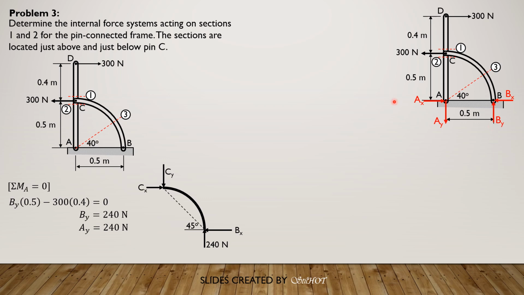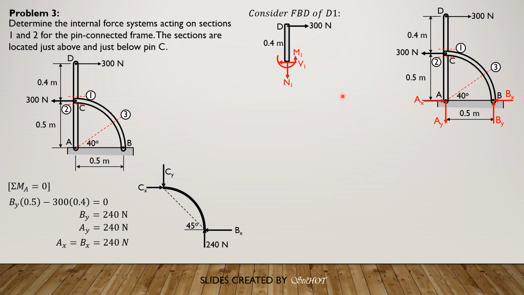Considering the entire system, we conclude that Ax equals Bx because 300 and 300 will cancel, will vanish because they are equal. So Ax equals Bx is also equal to 240 newtons. So first, let's draw the free body diagram of the portion B to section 1, D1. This is the free body diagram. So therefore, the internal force system here consists of the normal, N1, the shear force, which is obviously leftward to oppose 300 newtons, and the moment, which is counterclockwise, M1.